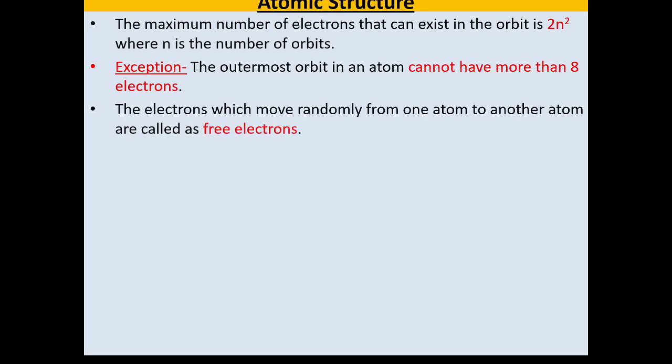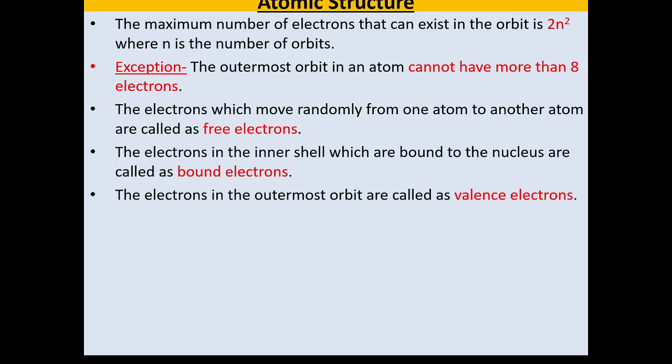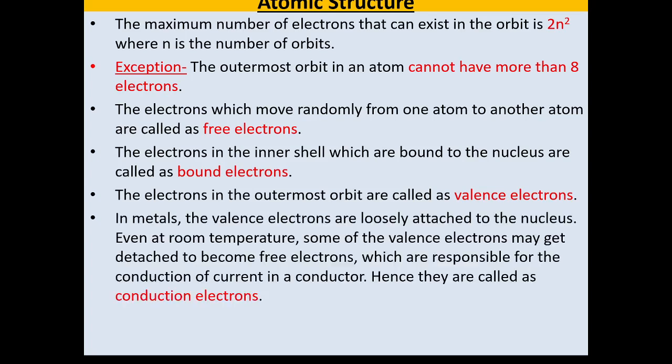The electrons which move randomly from one atom to another atom are called free electrons, and these free electrons constitute current, and are also called conduction electrons. Whereas the electrons in the inner shells, which are bound to the nucleus, are called bound electrons. The electrons in the outermost orbit are called valence electrons. The outermost orbit itself is called the valence orbit.